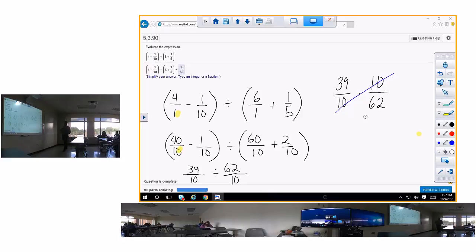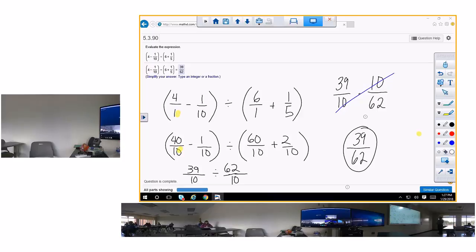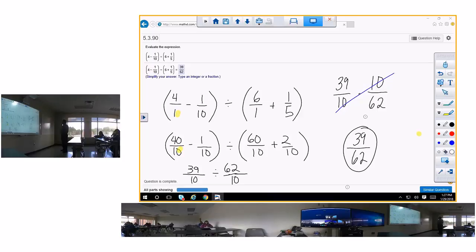And what is 39 over 62? Pretty much 39 over 62, unless it's reducible by 13 or 3, which I don't think it is, but y'all can check it. 39 over, well, is that it? That's the answer up there, isn't it? I don't know. Yeah, it don't have a little red triangle in it, so that means that it's the answer.